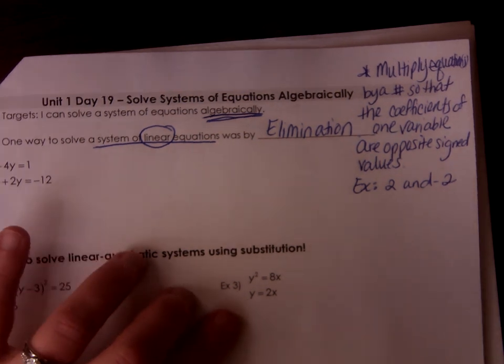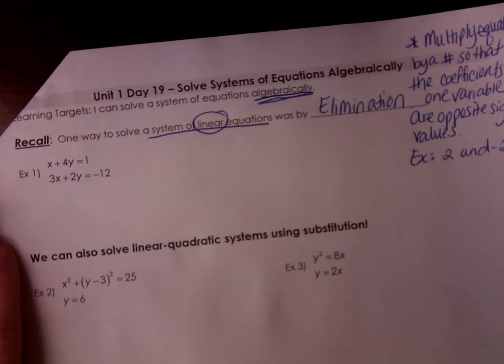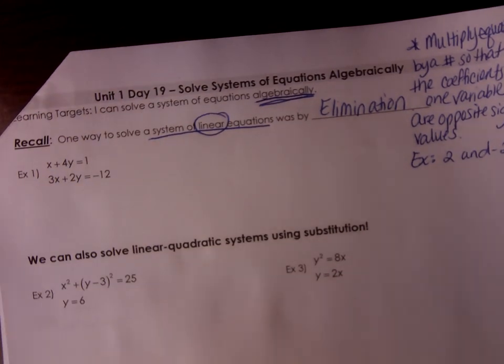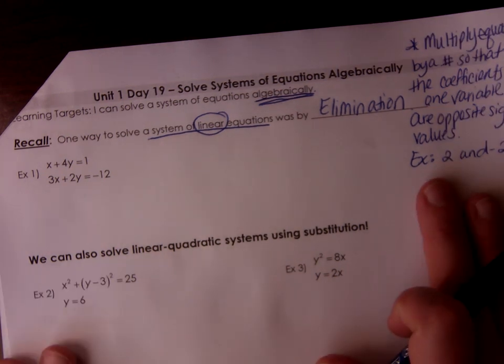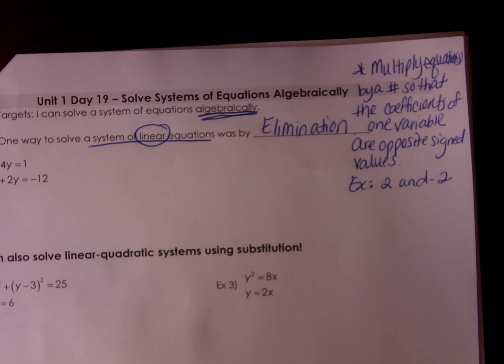I'm going to retract what I just said about you want one of the coefficients to be 1. Really and truly, coefficients can be any number when it comes to elimination. It just means that you might need to multiply one or both of the equations by a different number in order to make it so that one of the coefficients are opposite signed.